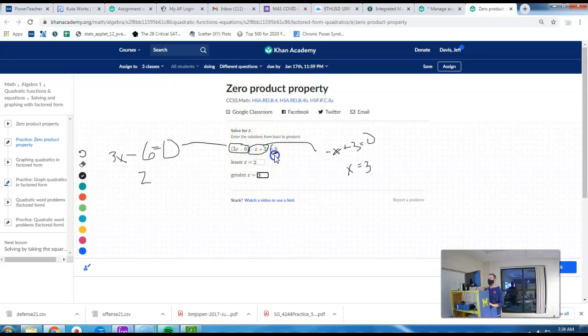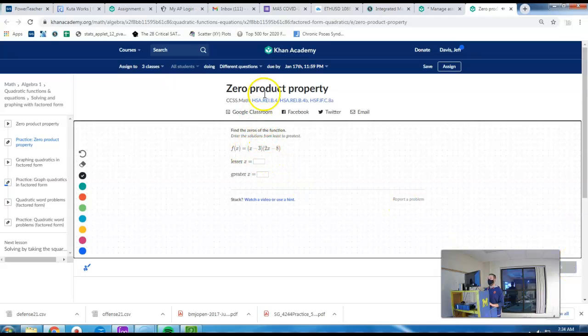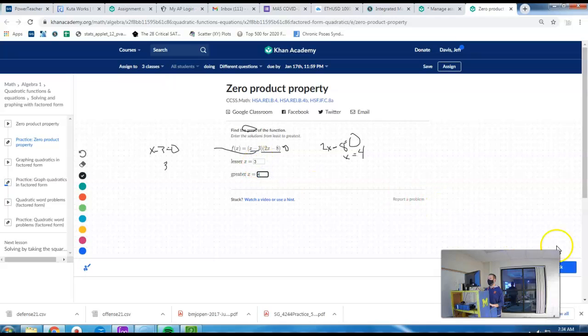So zero product property, if it's equal to 0, product means multiply, so these are 2 factors that are being multiplied. You can take both those pieces and separately set them equal. The same idea here. It's a product because they're being multiplied. Find the zeros, so that essentially means take this and set it equal to 0, and then we are right back where we started last time. Take this piece, set it equal to 0. That'll give me x equals 3. Take this piece, set it equal to 0. This will give you x equals 4, and they're just saying lesser and greater, so 3 is smaller than 4.